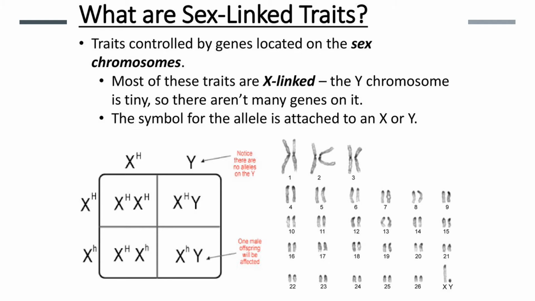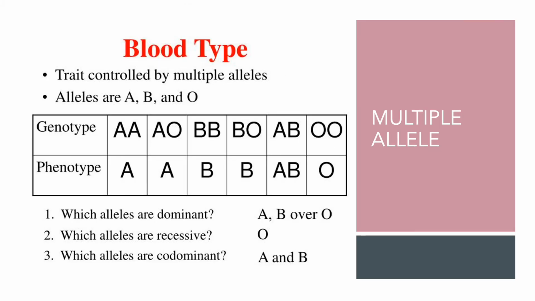It could be a carrier of the recessive trait, but the male itself, one male offspring, would be affected in this example. So that's a sex-linked trait. Then an example of multiple alleles is your blood types, a trait controlled by multiple alleles.